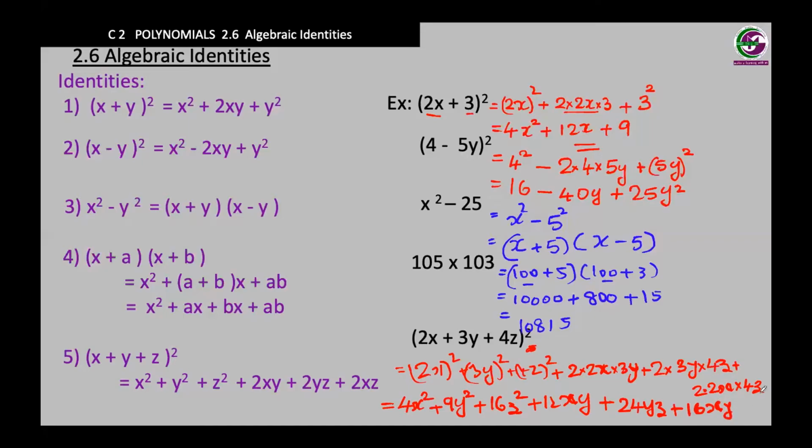Okay, we will see more examples when we get into the exercise. Let's move on to the next set of identities.